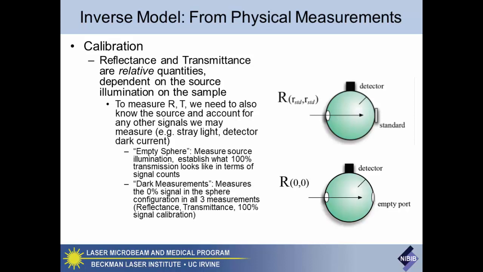And then also, if you go through with your light source on and remove the back port, you can make measures of any stray light that might be in your system, any dark noise of your sensor, and that would be your calibration for your 0% or dark measurement. So that gives you a physical measure of what 0% reflectance and transmittance should look like and what 100% should look like.